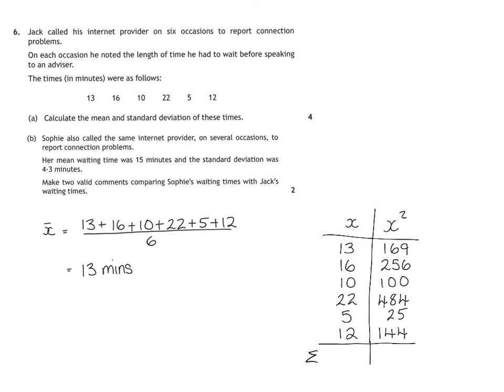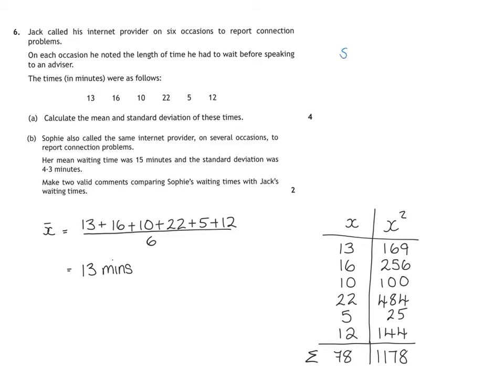So if we add all of those up, so we're doing 169 plus 256 plus 100 plus 484 plus 25 plus 144, we get 1178. And for our sum of our x's, we have 13 plus 16 plus 10 plus 22 plus 5 plus 12, so we get 78.